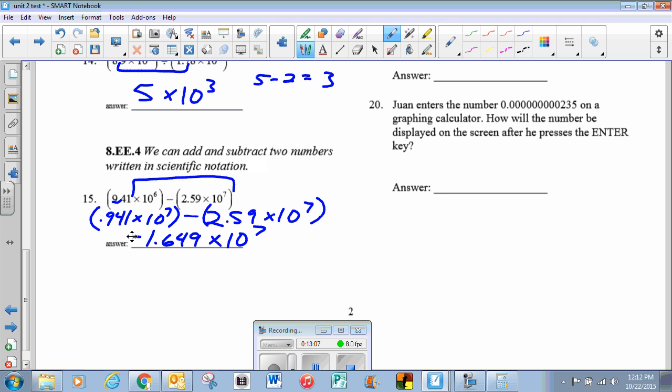Is it possible to have a negative number in scientific notation? Sure. Scientific notation is usually between 1 and 10 times 10 to a power, but it also can be between negative 1 and negative 10 times 10 to a power. Good. Awesome.